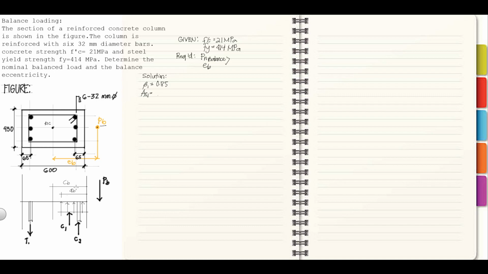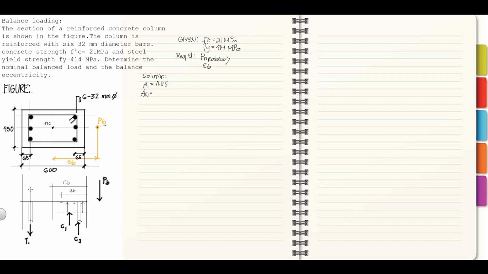Ito yung free body diagram, FBD, ng ating mga forces dun sa ating column. Kasi nandito yung moment natin. So dito, balance loading, we expect na sa side na to, away from the PB, is the tension side. So we're going to draw the strain diagram. Lagyan natin ibang kulay para makita nyo. Let's say blue. The strain diagram will be like this.